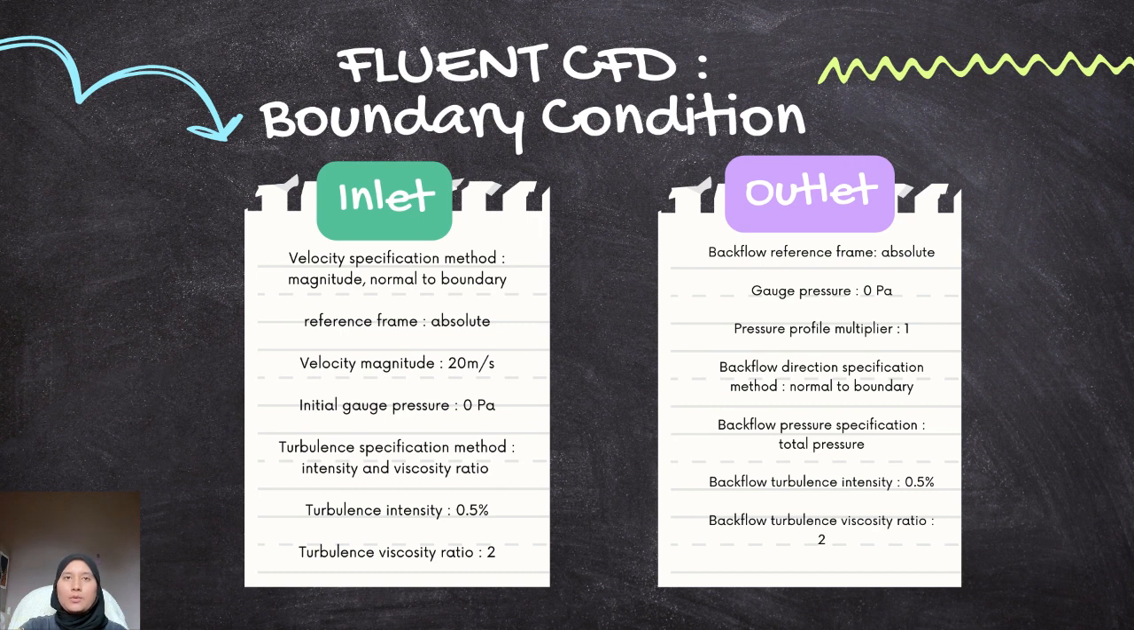So moving on to the outlet, the backflow reference frame was set to absolute with gauge pressure of 0 Pascal, pressure profile multiplier 1, backflow direction specification method normal to boundary, and backflow pressure specification is total pressure with turbulence intensity of 0.5% and turbulence viscosity ratio 2, which is the same as the inlet just now.